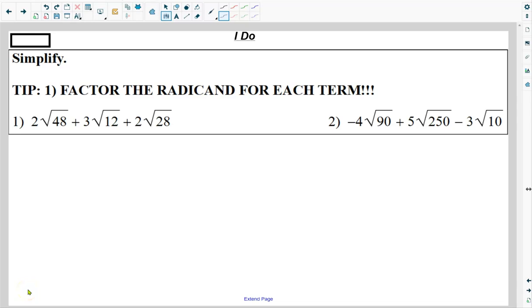All right, Harmony Science Academy, Algebra 2. We're going to be looking at this new material, adding and subtracting radicals.